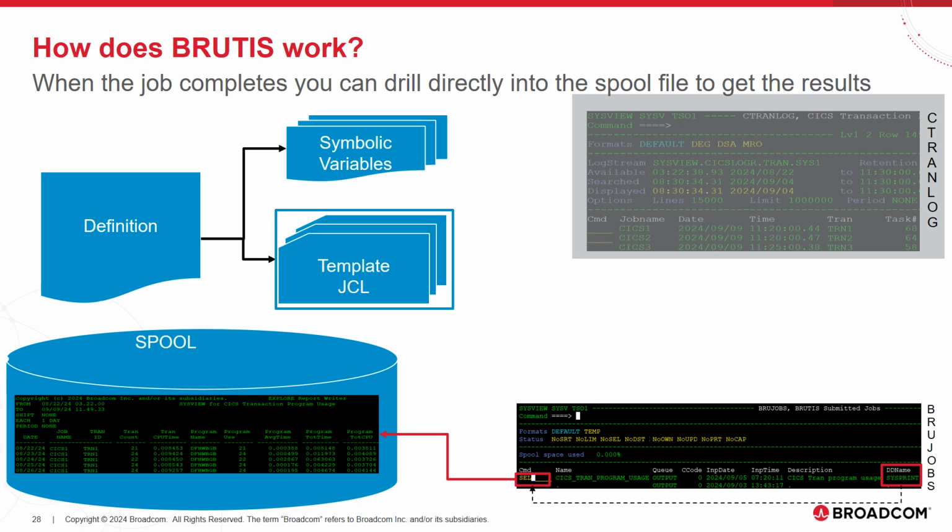When you select the report using the select line command, the DD name identified from the report definition is used to drill into the job output directly to the data that you need to see. In this case, the report writer daily program usage report is displayed.